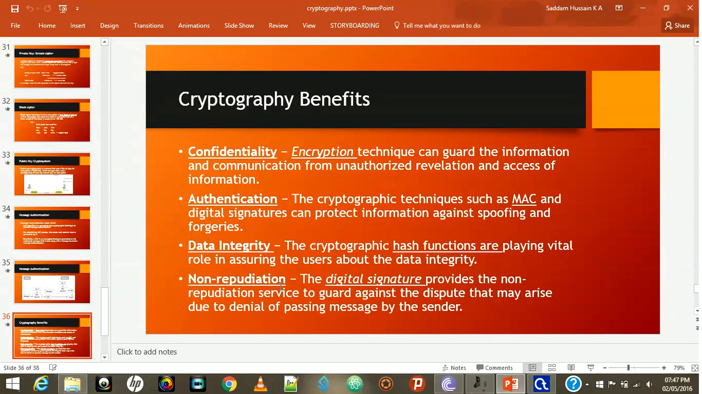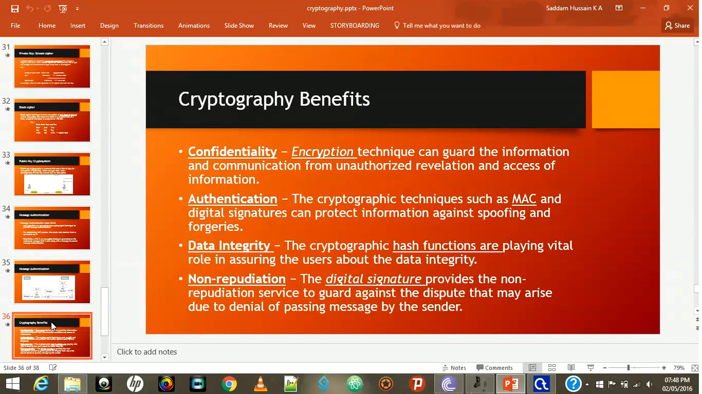Then we have non-repudiation. The digital signature provides the non-repudiation service to guard against disputes that may arise due to denial of passing a message by the sender. Suppose two people are communicating, the sender might not send the data, but still he says that he has sent the data. That is called repudiation. Using cryptography, this can be avoided.